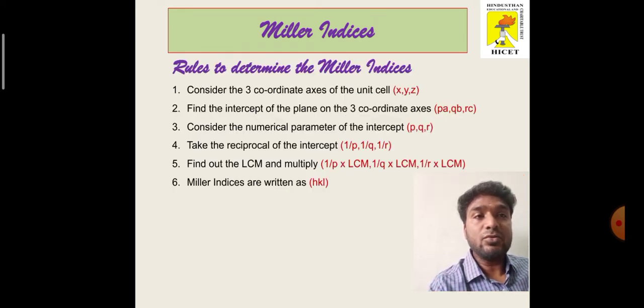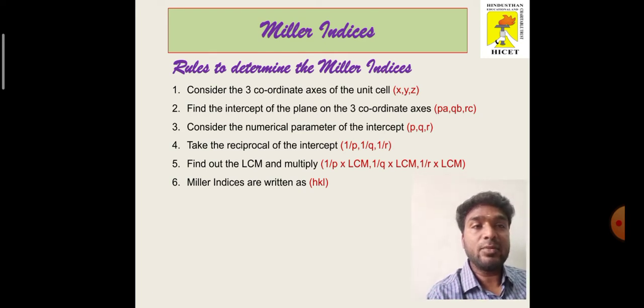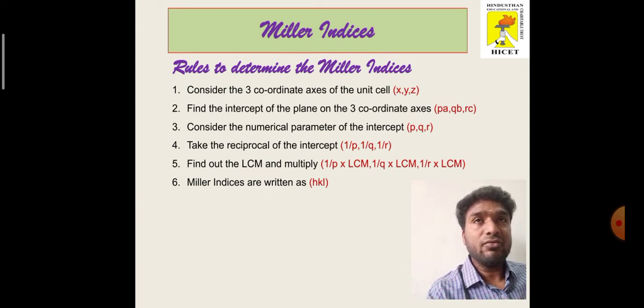There are some rules to determine the Miller indices. What are all the rules to find out the Miller indices? Please look at it. I have given it in 6 steps. Consider the 3 coordinate axes of the unit cell. First, if you are considering a unit cell, we have to consider 3 coordinate axes, which are the x-axis, y-axis and z-axis. Next, find the intercept of the plane on the 3 coordinate axes.